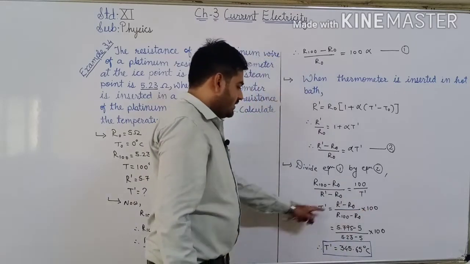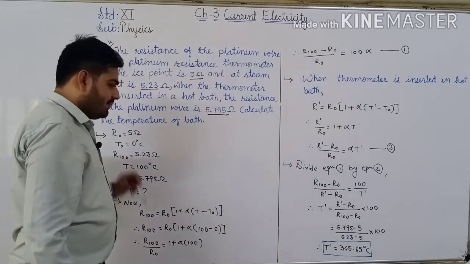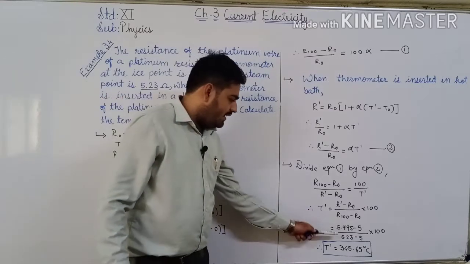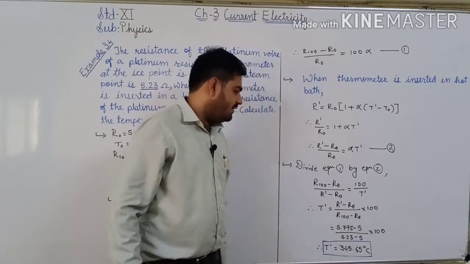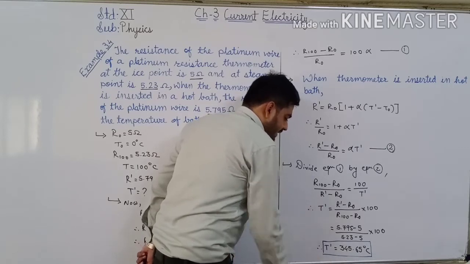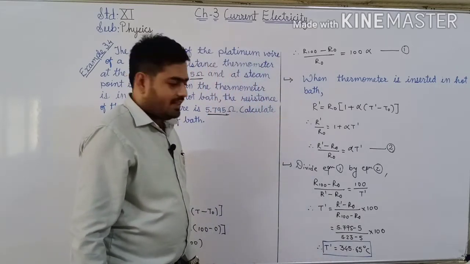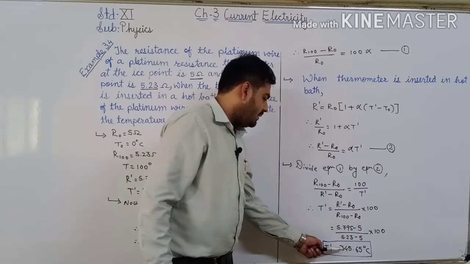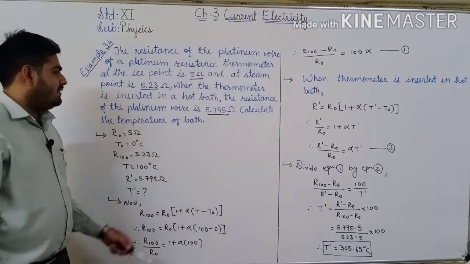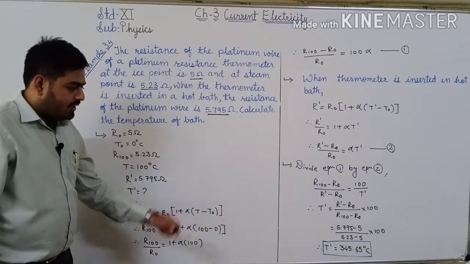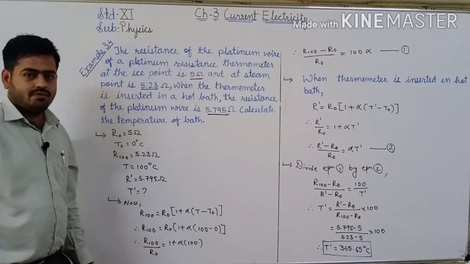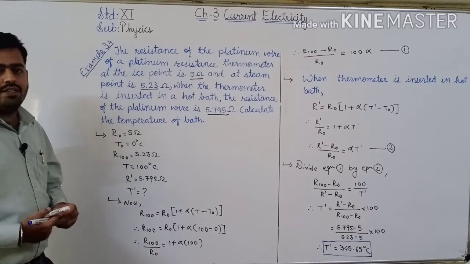What is the value of R dash? 5.795. What is the value of R naught? 5 ohm. R100 is 5.23, so 5.23 minus 5, into 100. Now you will get T dash is equal to 345.65 degree Celsius. When you calculate this, you will get 345.65 degree Celsius. So the temperature of the platinum wire is 345.65 degree Celsius when the thermometer is inserted in a hot bath. So this way we can get the final temperature.